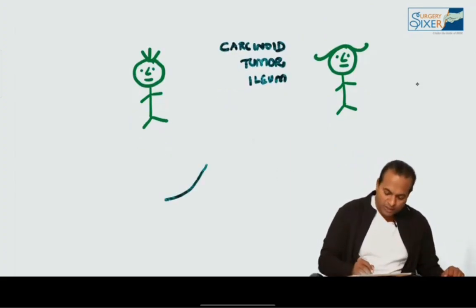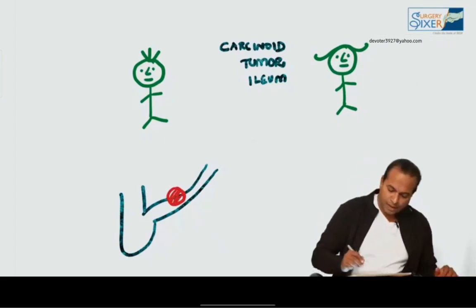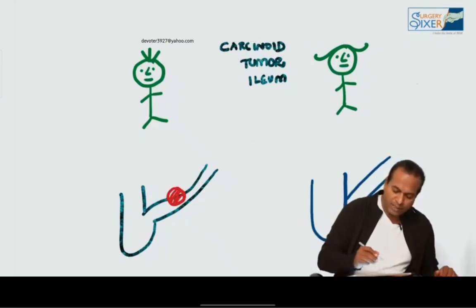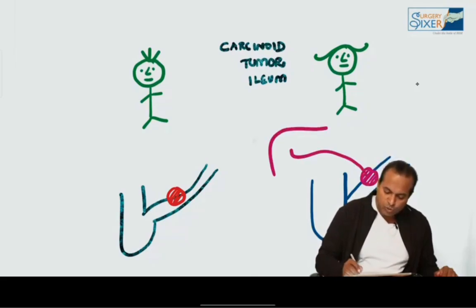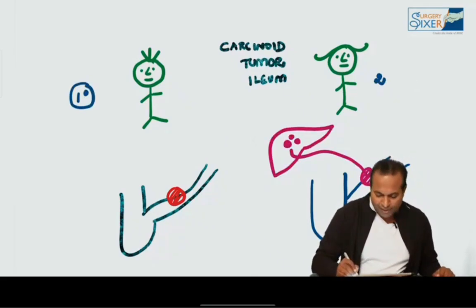Let us assume this is Ramu's small intestine. He has developed a carcinoid tumor in the ileum with no mets. And this is Somu, who has a carcinoid tumor in the ileum that has produced mets to the liver like this. So in other words, Ramu has a primary carcinoid, and Somu has a secondary carcinoid.